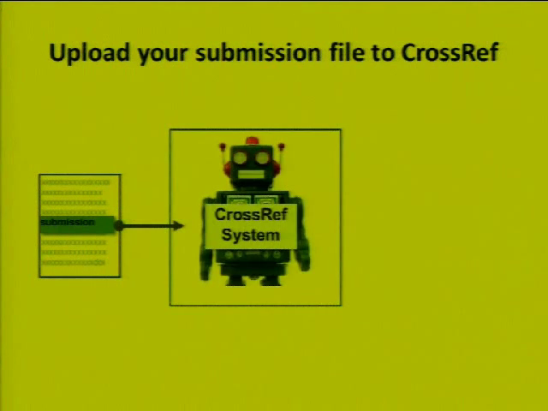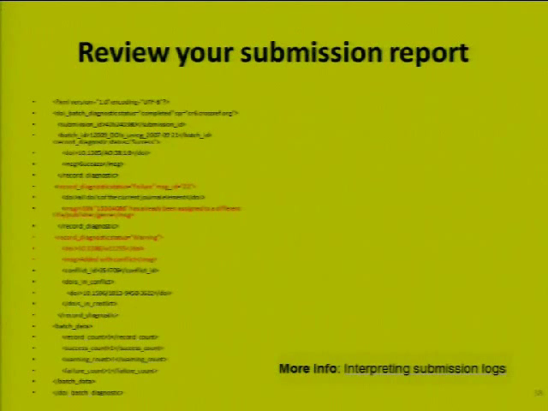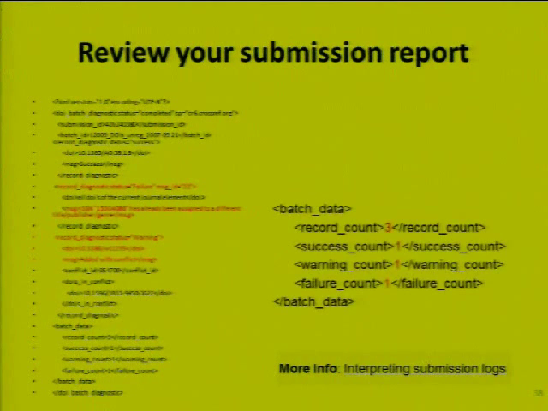How it works, you upload your submission into the CrossRef robot system, and you get a submission report. It is really important to check your submission reports. They don't all come in like this, but you need to check that there's no problems with what you've submitted. And the reason this is important is because there might be a problem with the XML file, and you need to pick it up and make a correction. So when you get a submission report, please don't ignore them.